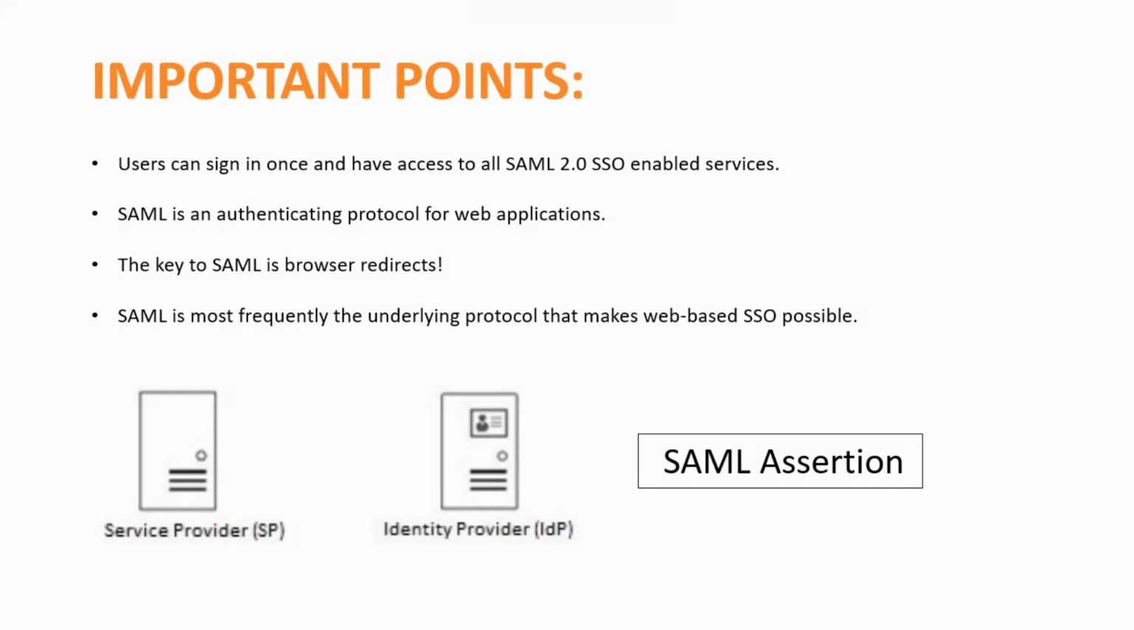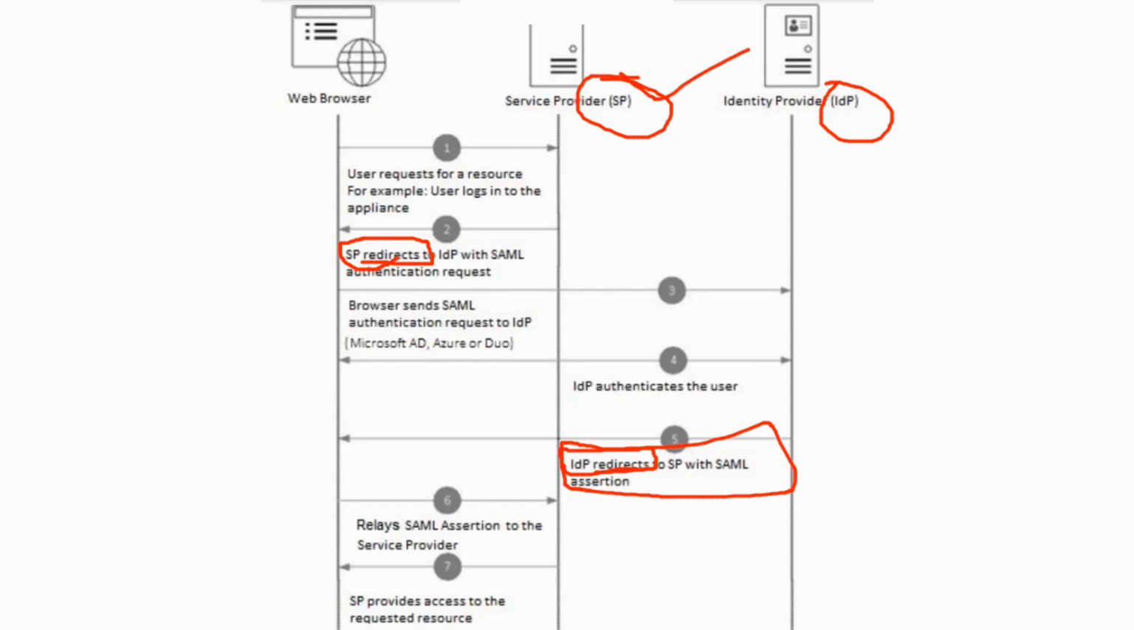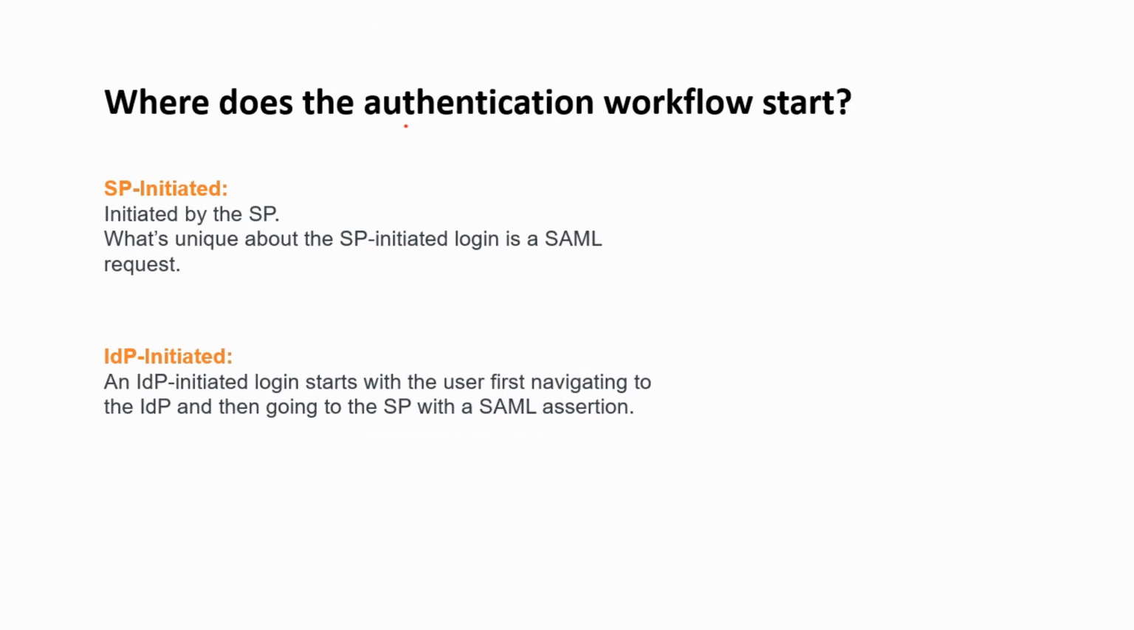So the service provider, IDP, and the SAML assertion, as you can see right here. And the magic, obviously, again, you have the redirect right here, the redirections, and then you should have another redirect right here, right? So redirects are extremely important with SAML, and yeah, the main components are SP, IDP, and the SAML assertion. Okay, let's proceed. Let's talk about the authentication workflow.